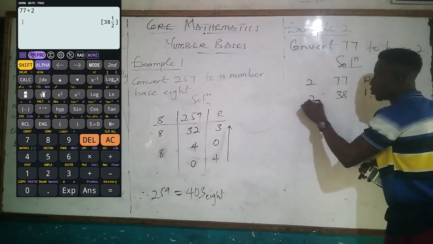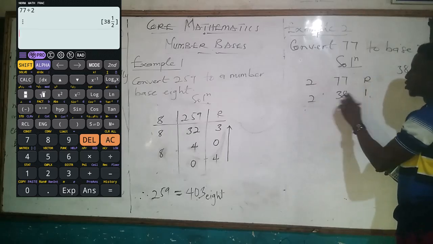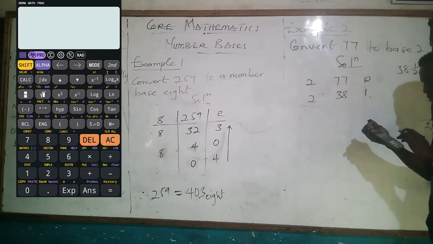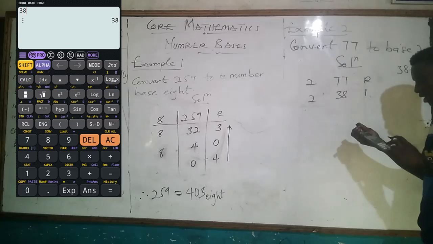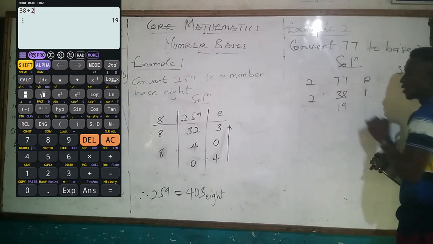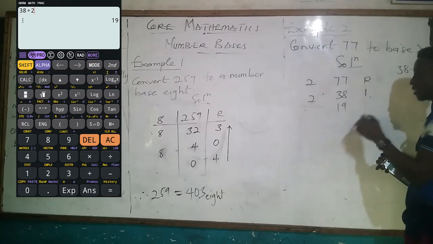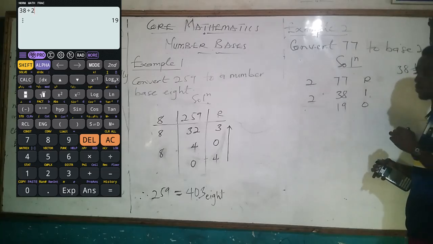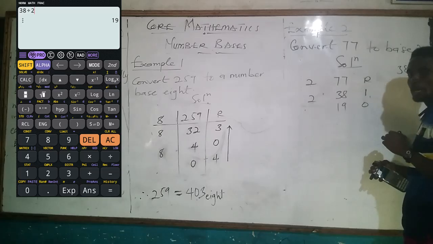Then I'm taking the 2 again into this. So 2 goes into this. So 38 divided by 2. And that one is getting me what? 19. So 19 exactly means what? Remember, 0. Good. Are we okay?